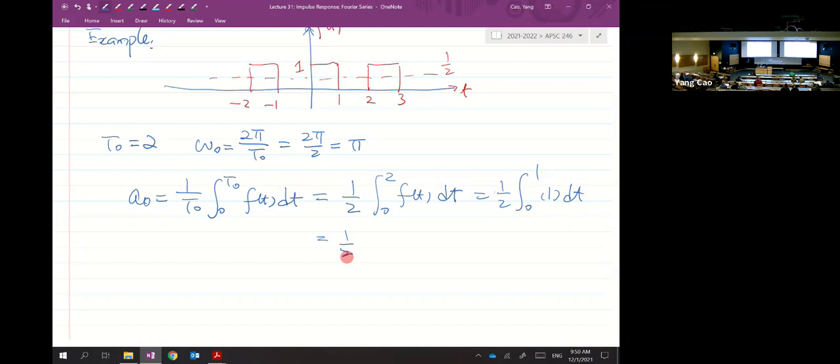Okay. So I'm running out of time. So next lecture, let's look at the values of an and bn. All right. And then we'll show a few more examples on Fourier series.